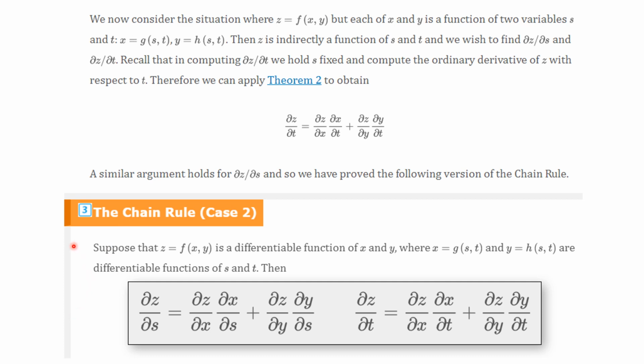So suppose that z equals f of (x, y) is a differentiable function of x and y, which are in turn given by g of (s, t) and h of (s, t), respectively, where those are differentiable functions of s and t.